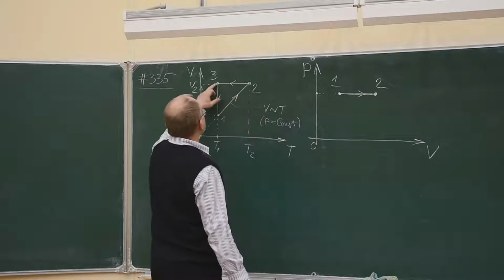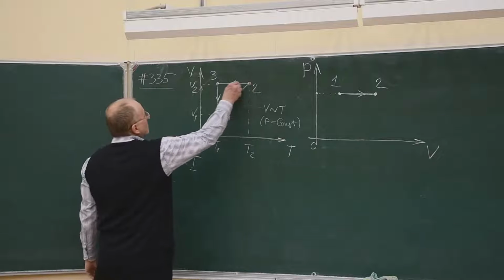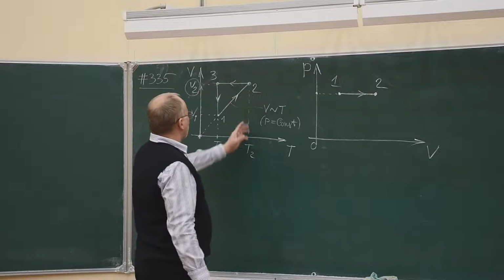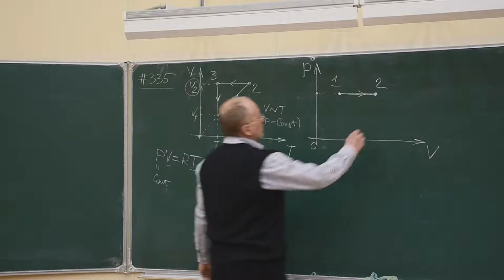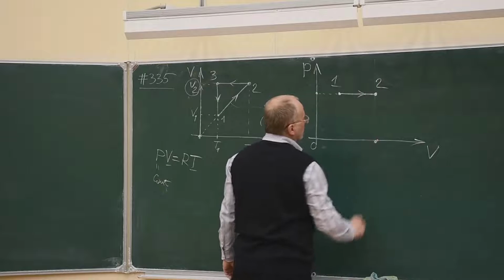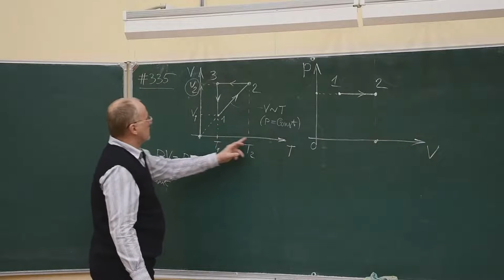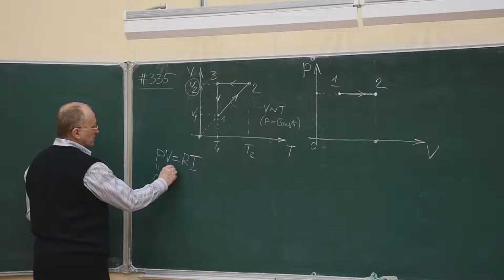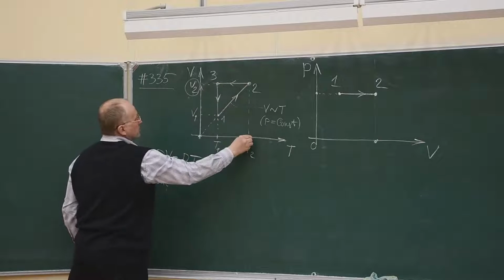The second process is from point 2 to point 3, which goes under constant volume. The volume remains constant, and the temperature decreases. If the volume is constant, then we have to move along a vertical line. The volume should not change. It should remain the same. Look here. The volume now is constant. And the temperature should decrease from point 2 to point 3.